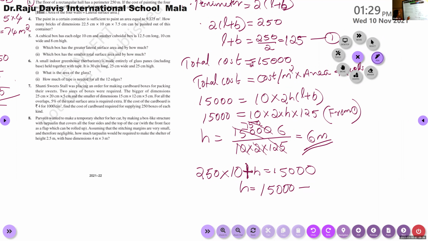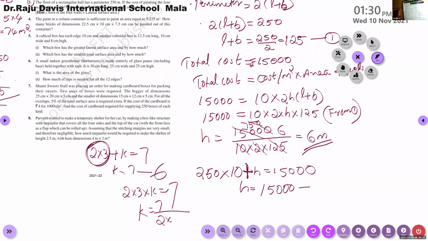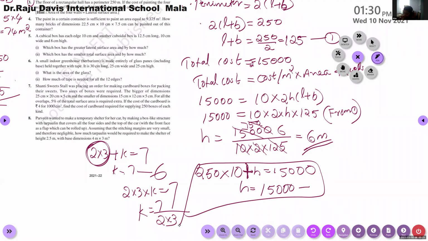See, 2 into 3 plus k equal to 7. Then k is not equal to 7 by 2 into 3. 2 into 3 is 6, so 6 plus k equal to 7, k equal to 7 minus 6. You can't write k equal to 7 by 6. It's wrong. Only if it is 2 into 3 into k equal to 7, then you can write k equal to 7 by 2 into 3. Okay, correct it. Okay, over. Shall we see the next one, fourth one?